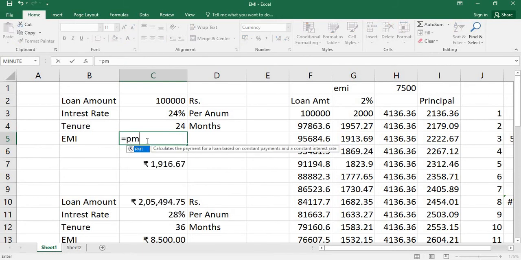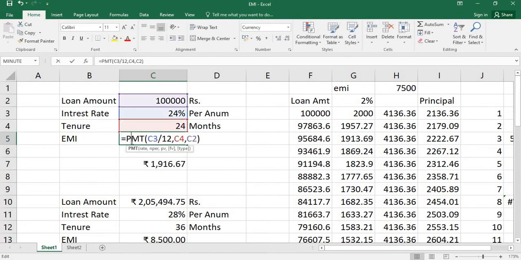It is equals to PMT, open the bracket, rate 24%, comma. If you select the cell as 24%, it accepts the per month rate, so the cell address divided by 12, because the 24% is per annum. Comma, NPER is the number of payments, 24. The interest rate is applicable per year. NPER, the number of payments, is 24 payments I am making, nothing but 2 years, 24 months. Comma, PV is the present value. The present value is the loan amount. Close the bracket and enter.